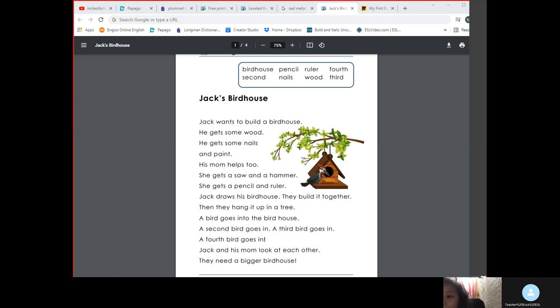Then they hang it up in a tree. A bird goes to the birdhouse. A second bird goes in. A third bird goes in. A fourth bird goes in. Jack and his mom look at each other. They need a bigger birdhouse.